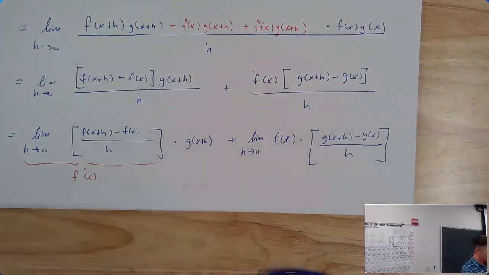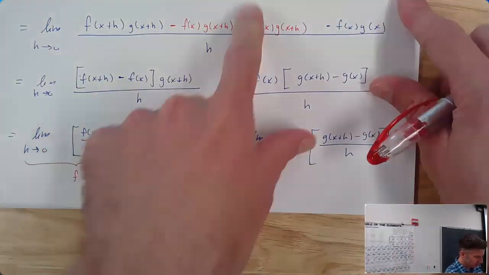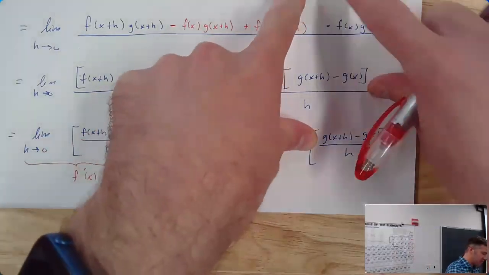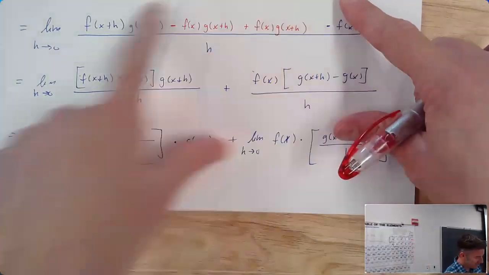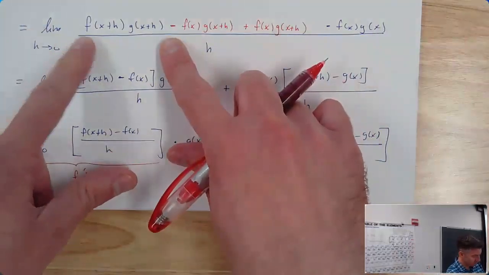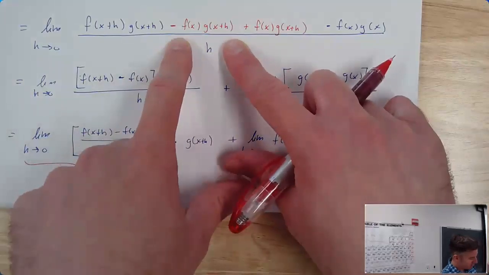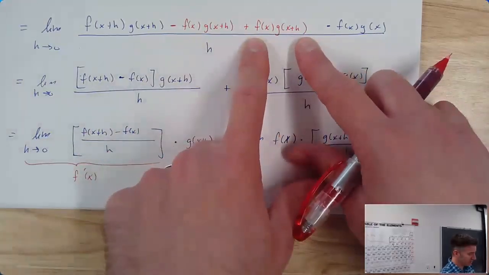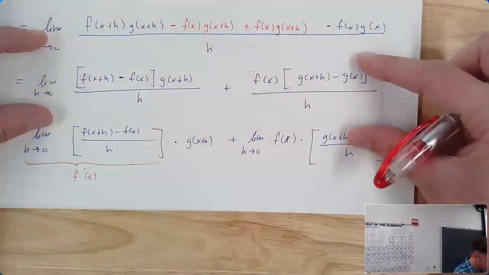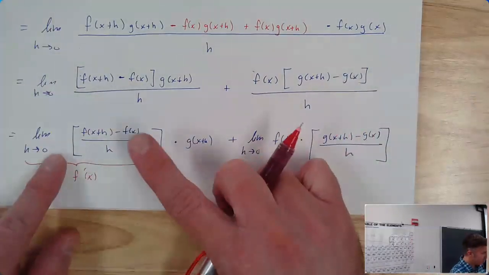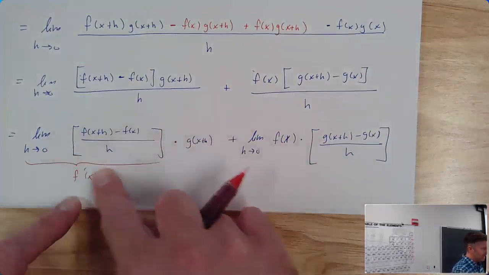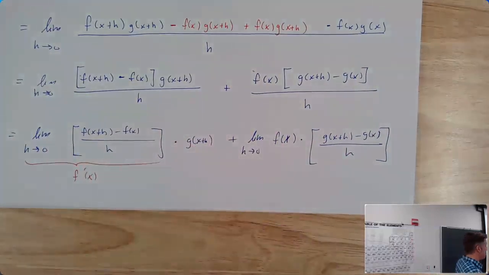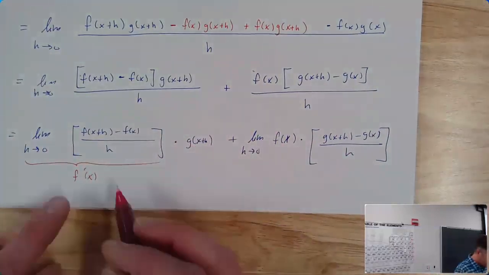Let me back up. All we did here was take this expression, the limit as h goes to 0 of f of x plus h times g of x plus h minus f of x times g of x all over h. And we added and subtracted something that we knew was going to be helpful. We subtracted f of x times g of x plus h, and we added f of x times g of x plus h. Then we broke it up into two pieces, and we factored out the thing we wanted. The reason we knew we wanted this is because that looks like the limit definition of the derivative. So that's definitely f prime of x.